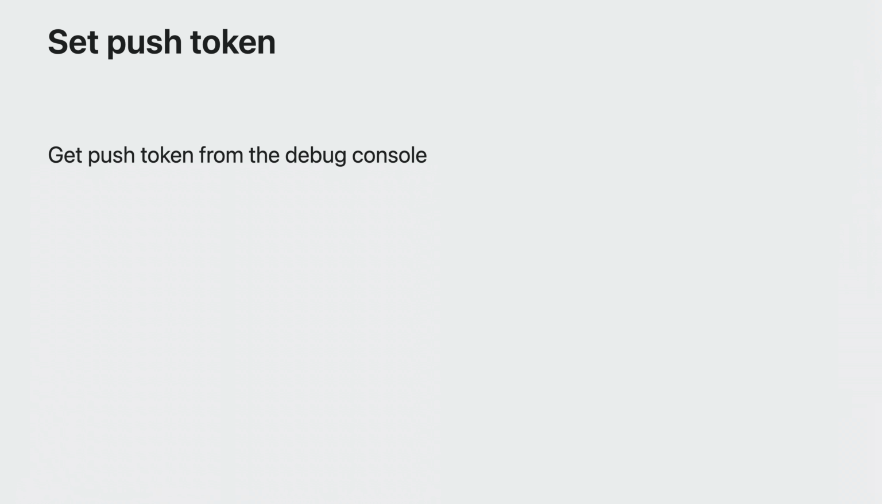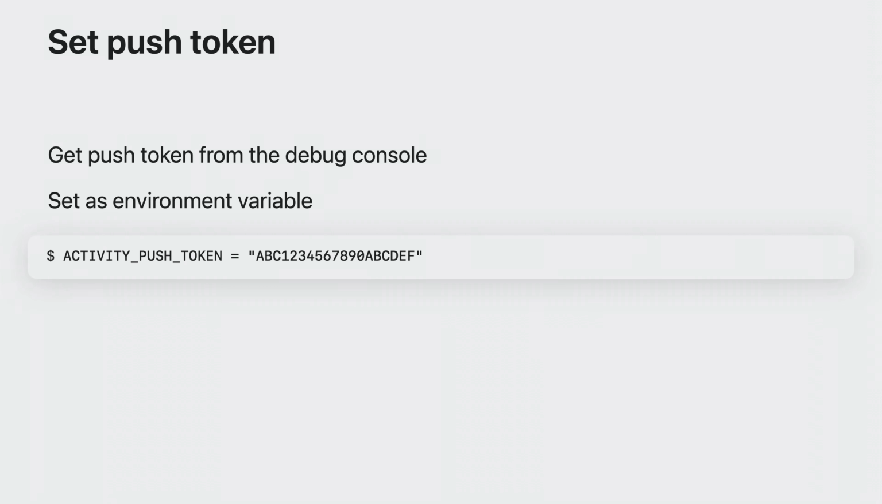The next piece of information you need is the push token. In the previous section, I added code to log the push token to the console. So that's where I'll get it from. If you took the same approach, go ahead and deploy your app to the device and start your live activity. Your app will be logging the push token shortly after the activity has started. Copy the push token and set it as the activity push token variable in your terminal.